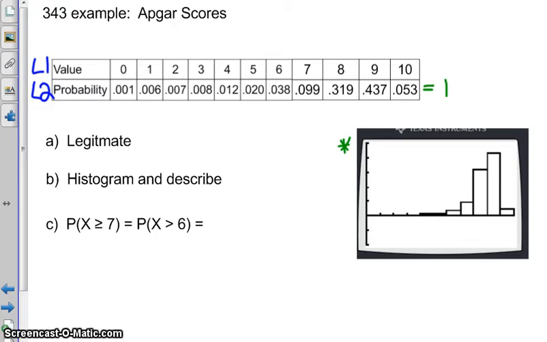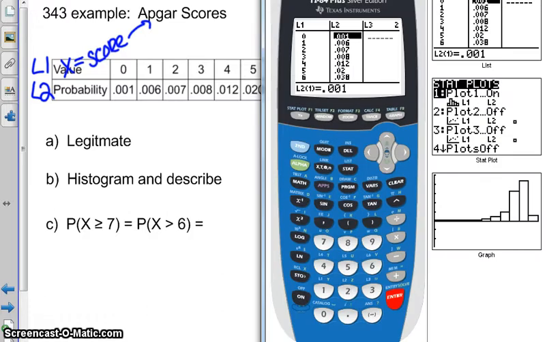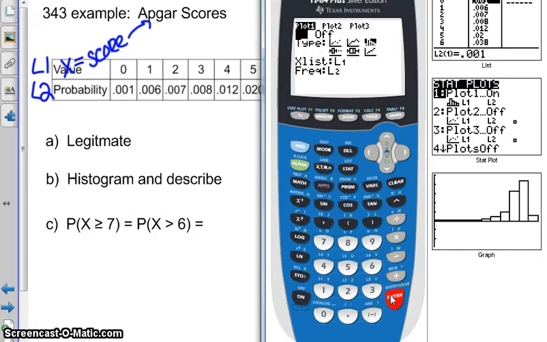Okay, now one thing I also noticed is that this shouldn't say value, it should say X equals, the score, the Apgar score that this person received. So I'm going to put those in list 1 and list 2. Now, what's going to change is that when we set up my histogram, my frequency no longer can be 1.